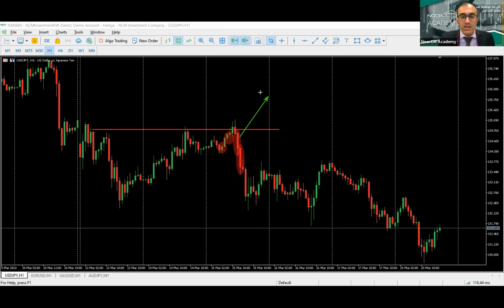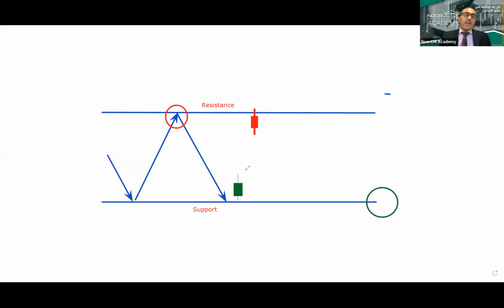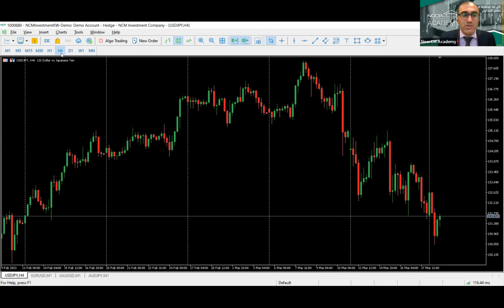Okay, let's go back to the whiteboard. So resistance is an area where prices are expensive, where the buyers who bought cheaper take their profits. Drawing support and resistance is really easy. I am assuming everyone has a slight trading background. It's always preferred that you use a higher time frame, like a 1 hour chart or a 4 hour chart, to draw support and resistance.